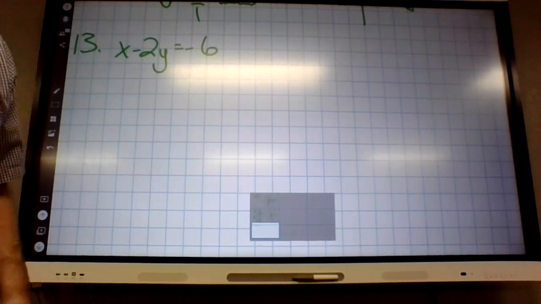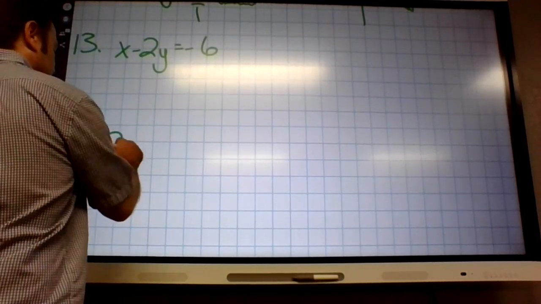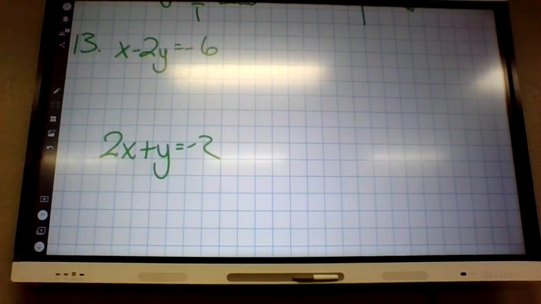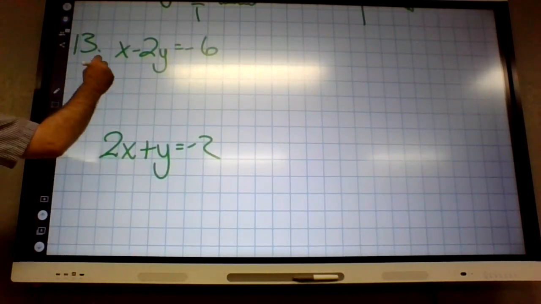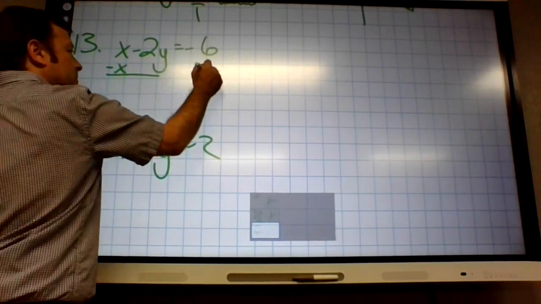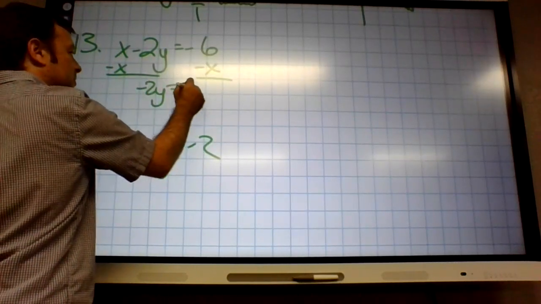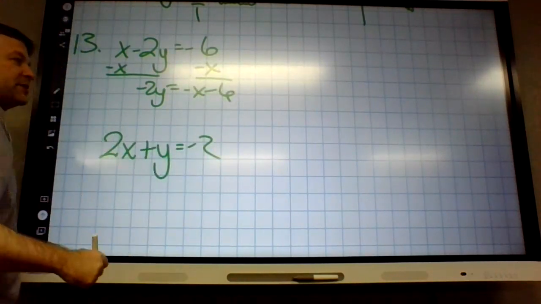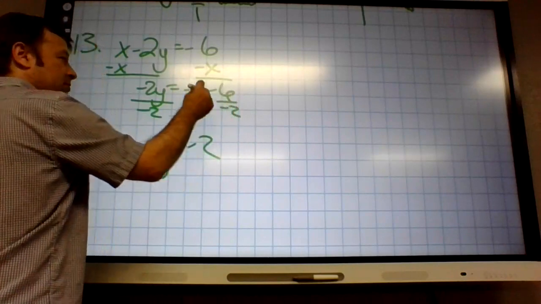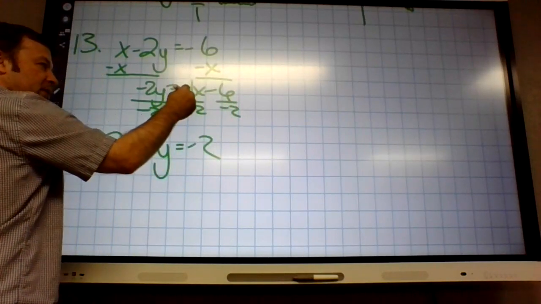Okay, 13. 2x plus y equals 2. Hope, minus what? Oh, sorry, minus x. Divided by negative 2. Negative 6 minus x does not mix. And when you divide negative x over 2, x.